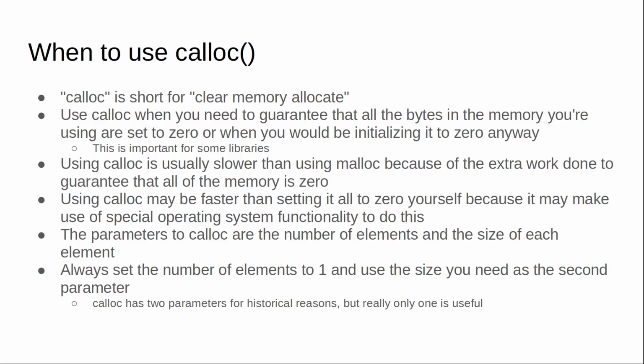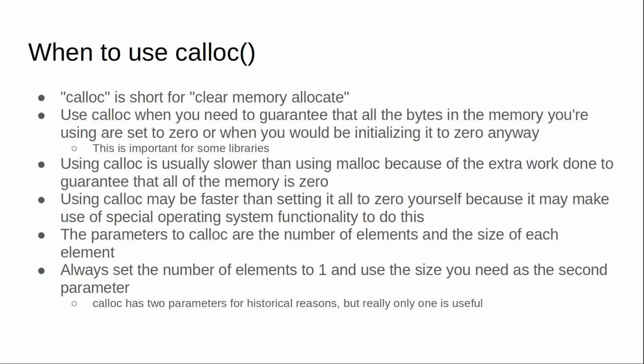All right, calloc takes two parameters. The first one is the number of elements. The second one is the size of each element. This is because of historical reasons. This is just the way it was written initially, and C is now a standardized language, and so this is the way it will always be.